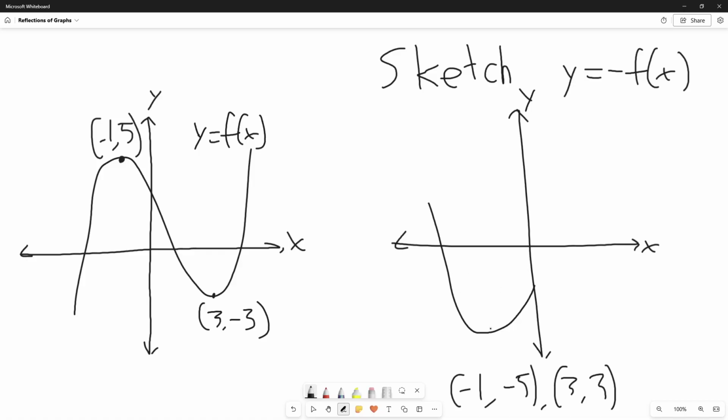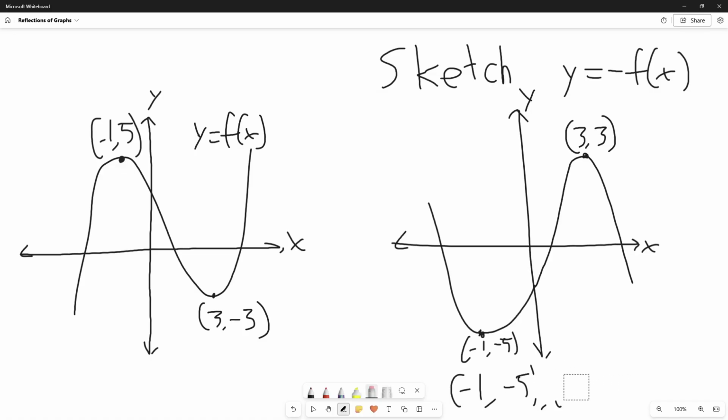The first half of the graph is complete, but we need to label the point at (-1, -5), as that's the point that's flipped from (-1, 5). And then the graph goes up to cross (3, 3), and then goes back down. So this is approximately what our new graph is going to look like after it's reflected. It doesn't need to be exact, but remember to label the reflected points. Here's (3, 3) from (3, -3). And yeah, this should be your final answer, something similar to this.